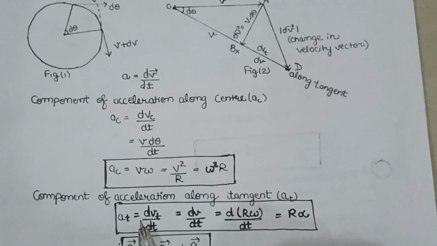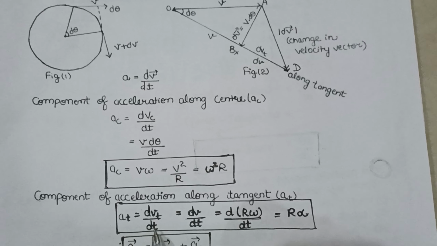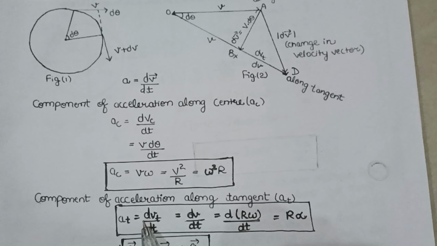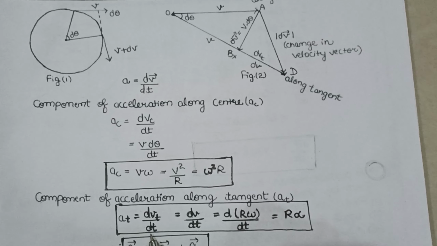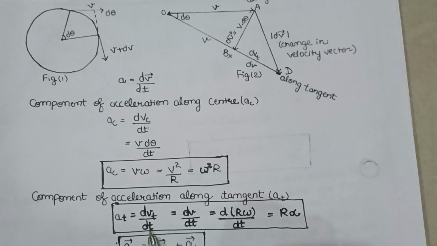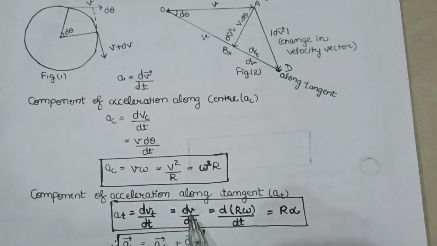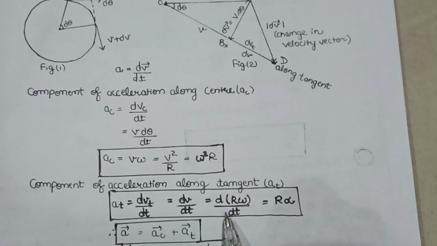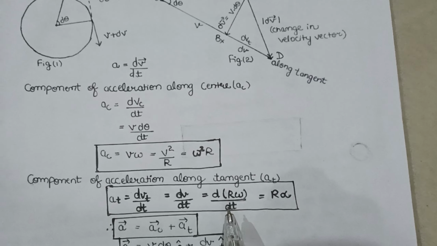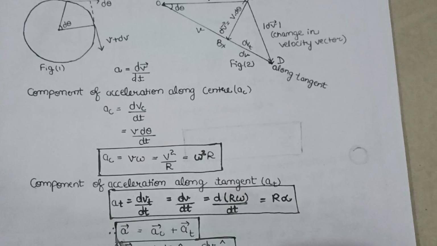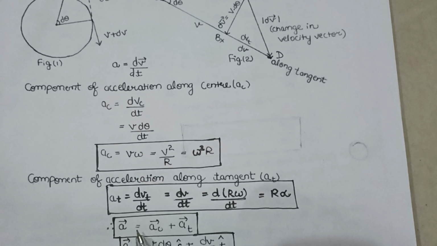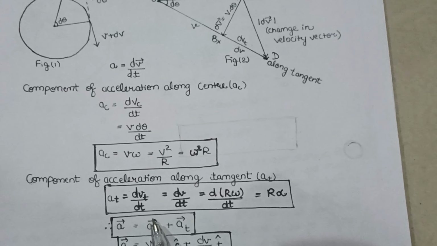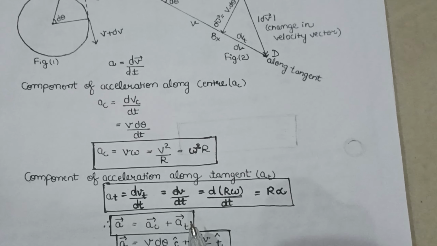At is equal to dvt upon dt, or tangential acceleration is equal to the derivative of tangential velocity with respect to time, is equal to dv by dt, is equal to d(r omega) upon dt, is equal to r alpha. Therefore, the final or the net acceleration is equal to the centripetal acceleration vector plus the tangential acceleration vector.